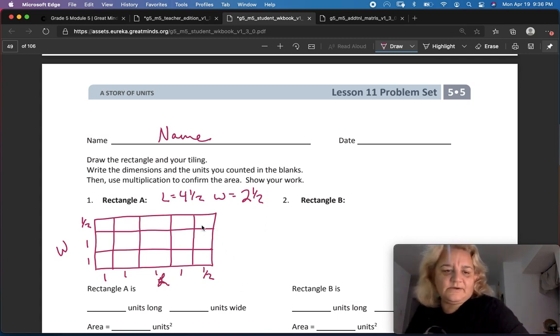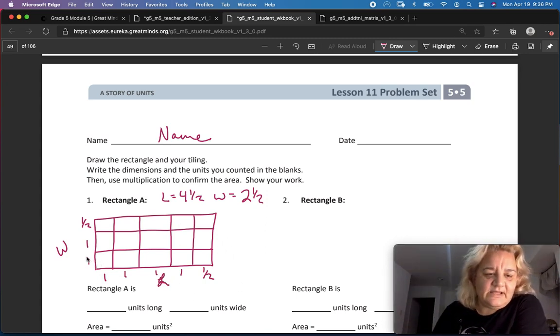Okay, so here's my tiles. So 1 times 1 is 1. 1 times 1 is 1, and this is a half. So a half times 1 is a half. Do you remember how we did that? Then 1 times 1 is 1. 1 times 1 is 1. 1/2 times 1 is 1/2. 1 times 1 is 1. 1 times 1 is 1.